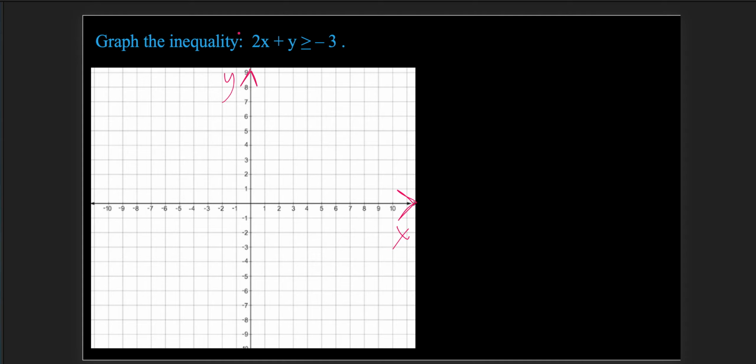So my original inequality is here, and I want it in y equals mx plus b form because that's very helpful. The 2x needs to move over to this side, so all I do is subtract 2x from both sides. So it's going to be y is greater than or equal to negative 2x minus 3. And so I can see right here is my slope, if I just read it right off, and right here is my y-intercept.